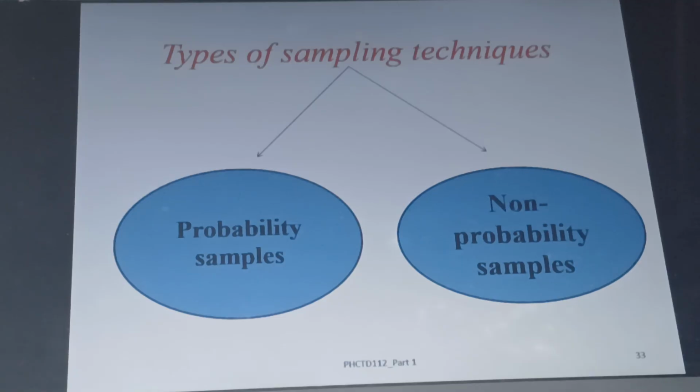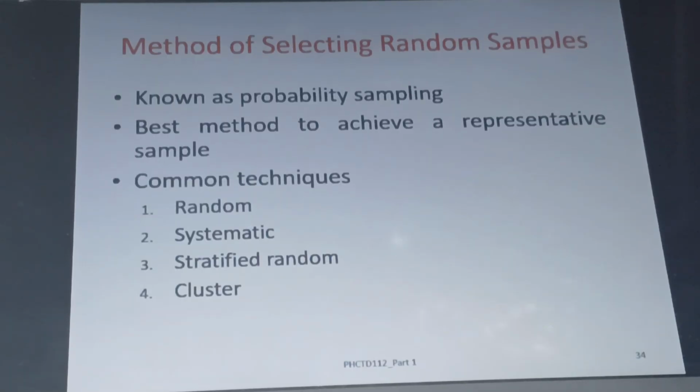We have two major types of sampling techniques. We have the probability samples and we have the non-probability samples. So we'll first look at the probability samples, whereby we have different types. We have simple random sampling, systematic sampling, stratified sampling, cluster sampling. And we also have non-probability sampling.